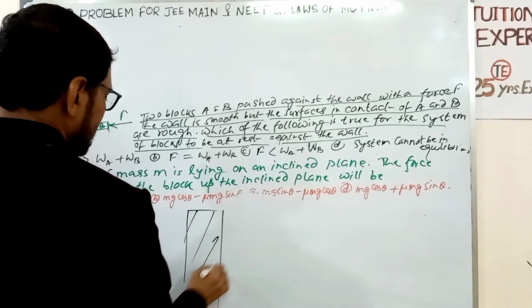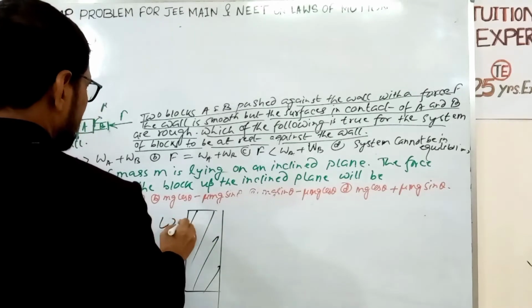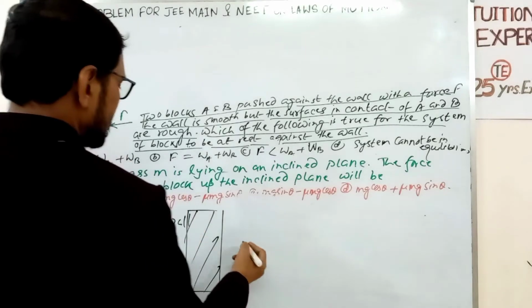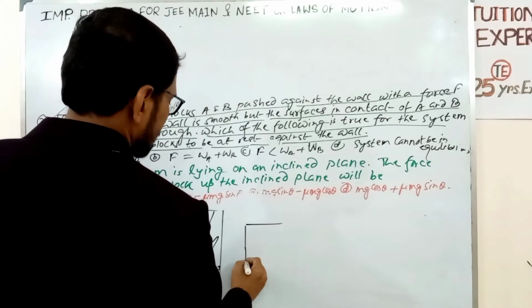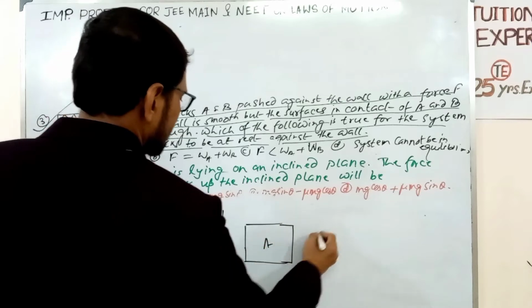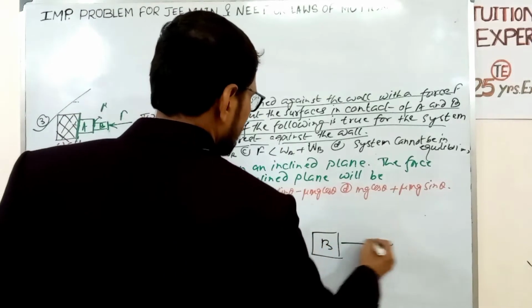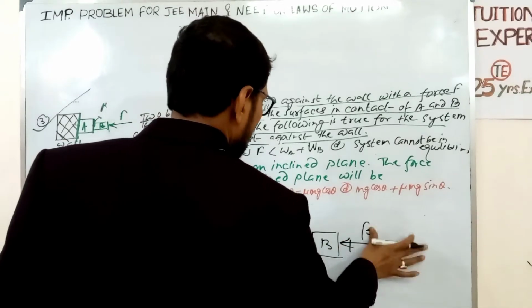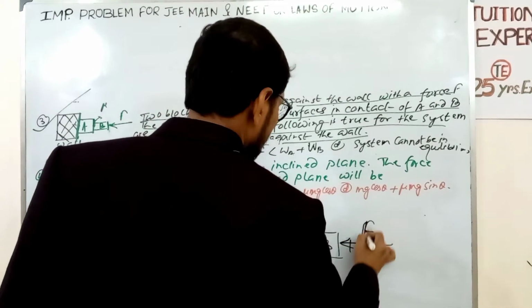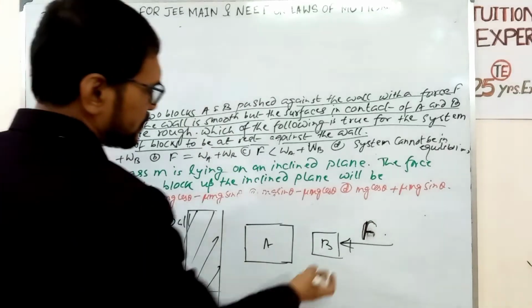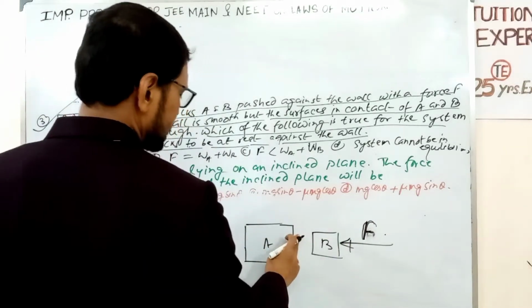Suppose this is a wall, and this is block A and this is block B. First, a force F is applied on the block B. Now, B is at rest.